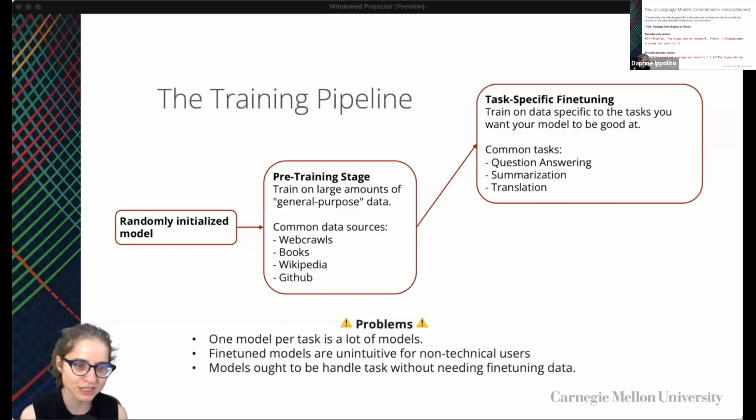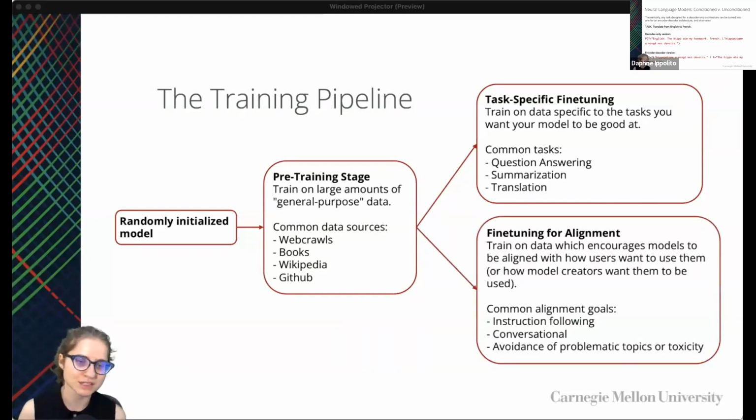And also fine-tuned models can be unintuitive for non-technical users. For example, a fine-tuned model might expect the input to be in a very specific format, and if you deviate from that format, it won't work as expected. And finally, what do you do if there is no readily available training data for your task? Humans are often able to complete tasks that they've never seen before if they are given instructions on what to do. We don't need, as humans, hundreds or thousands of examples of a task in order to be able to do it.